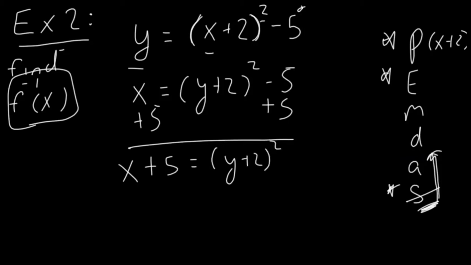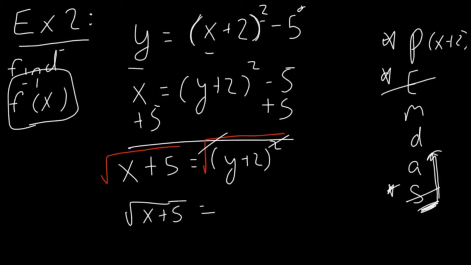And you'll notice at this point, this is basically the problem that we had in example 1. Well, now I ask myself, how do I get rid of that exponent? And kind of like in the last problem, we know that the opposite of squaring something is to take the square root. Except in this case, we'll have to take the square root of everything on the left, including that plus 5. Now, once those cancel out, we have the square root of x plus 5 is equal to y plus 2.